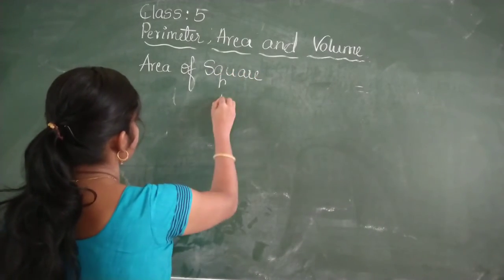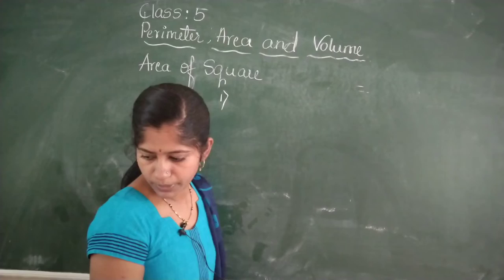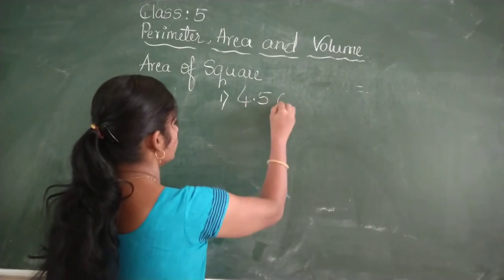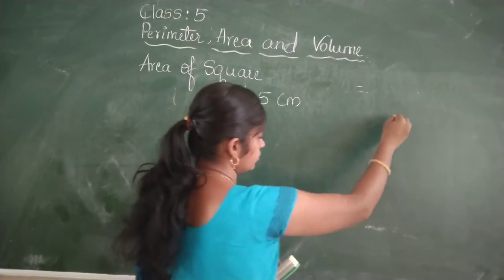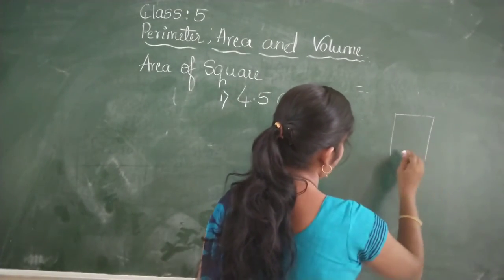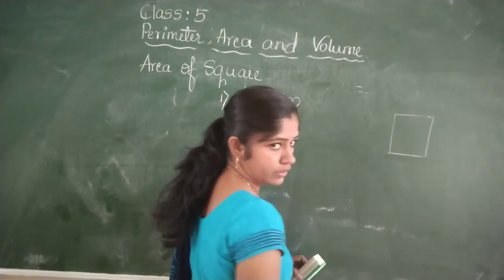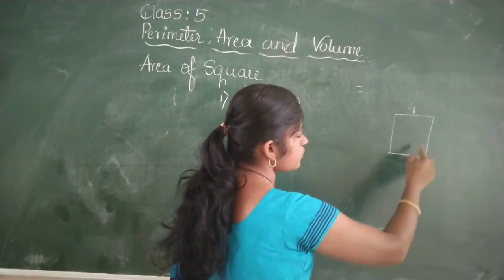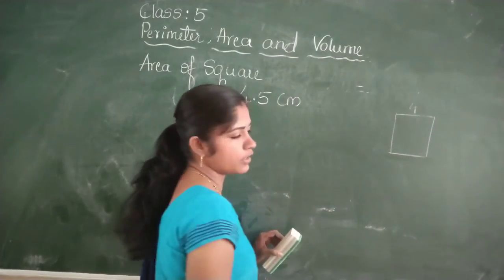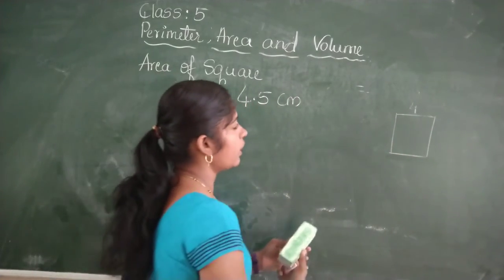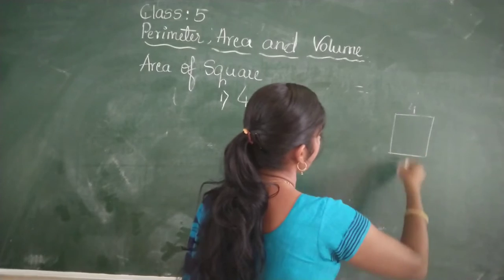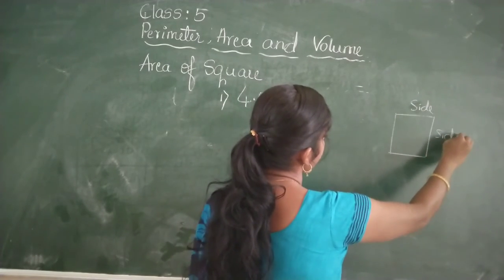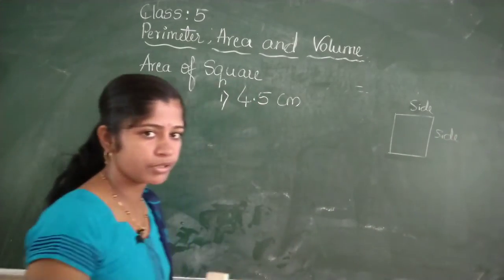and the first example is 4.5 centimeter. Already you know in a square all sides are equal. Okay, all sides are equal. For example, if it is 4 centimeter, this is also 4, this is also 4 and this is also 4 centimeter. Then how to do this? See here, if you multiply side into side, you will get the area of the square.